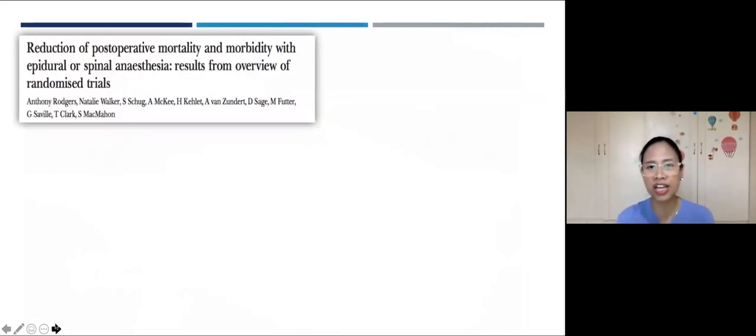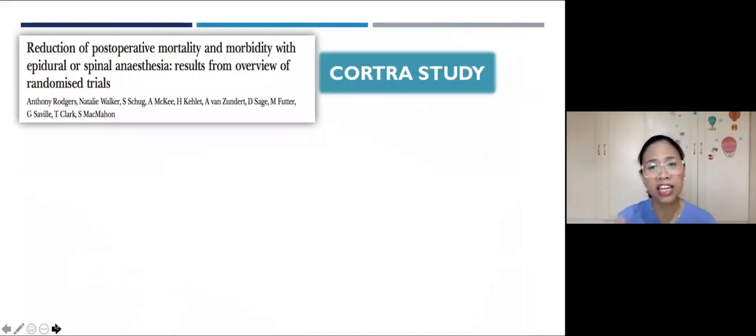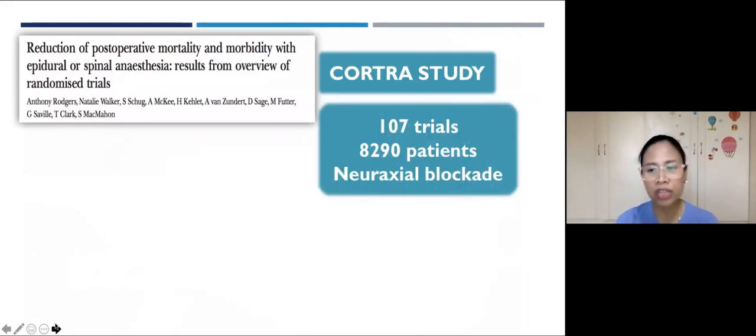Okay, one such trial was done in 2000. So this is a landmark study in regional anesthesia. It's called the CORTRA study by Rodgers and associates, wherein they included 107 trials with 8,000 plus patients. So these patients received neuraxial blockade. They underwent major abdominal surgery.